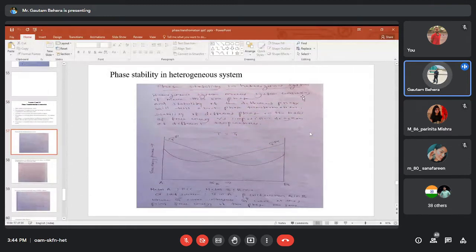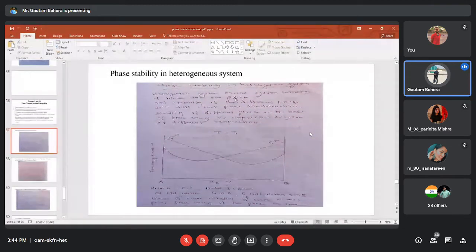The phase stability in heterogeneous system. So what is a heterogeneous system? Obviously the system which has more than one phase. The best example I can give you is the eutectic system of lead and tin, right? Like the isomorphous system of nickel and copper, right? Or like the iron carbon phase diagram, where a lot of phases are there, right? So if a system is having more than one phase, that kind of system is called a heterogeneous system.